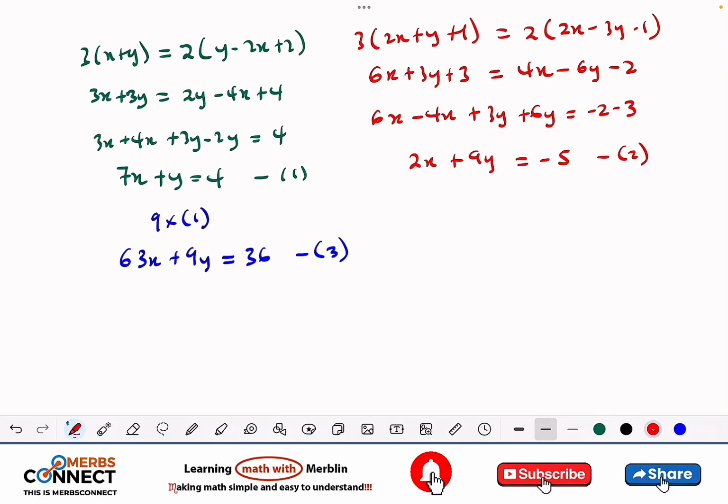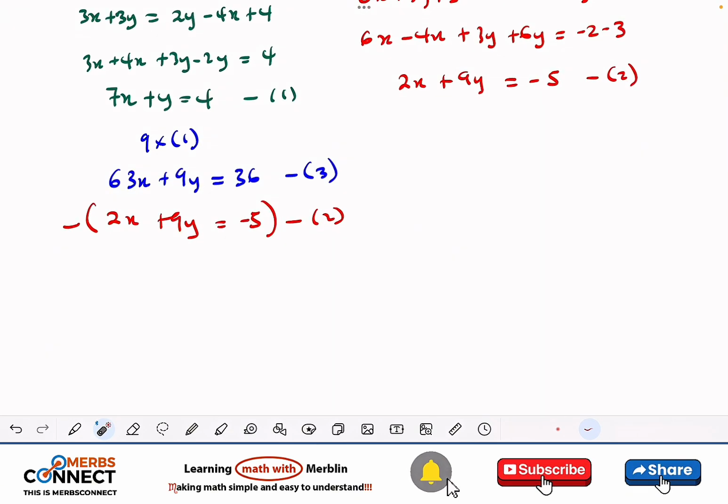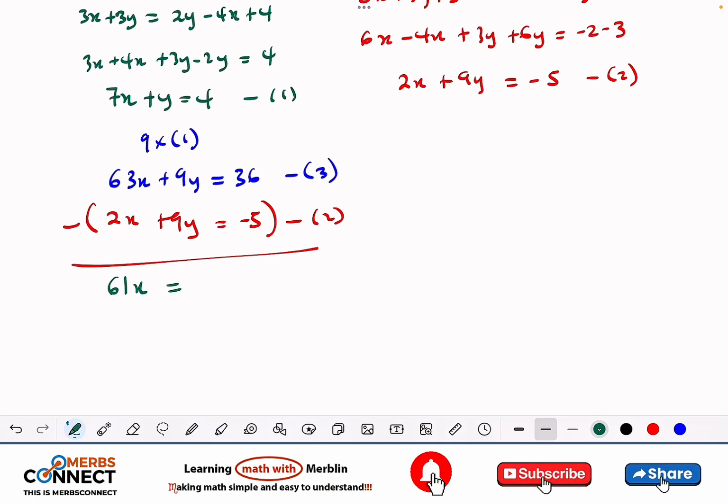So let me use the red to write it. So here is 2x plus 9y is equal to minus 5, which was equation 2. So I'm going to subtract, because this is positive, this is also positive. So what are we going to get at the end of the day? I'm going to have 61x, and then 9y minus 9y will be 0. Now this one will be 36 minus, which is going to be 41. So x should be 41 divided by 61. I think I'm right. Yes.